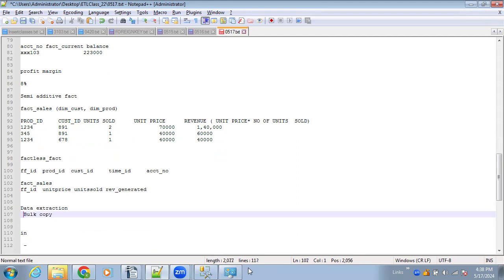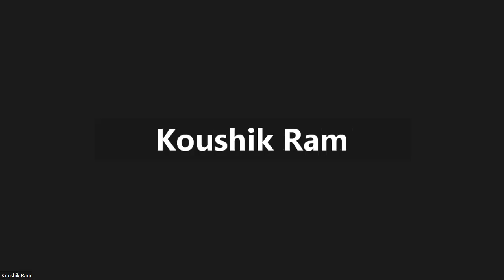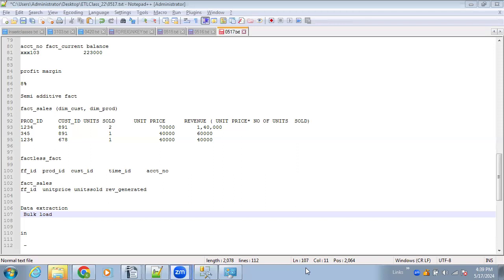Bulk copy is you are getting bulk load, bulk copy or bulk load. Now are you able to see? No. I am sharing again. Okay, I think you can see now.